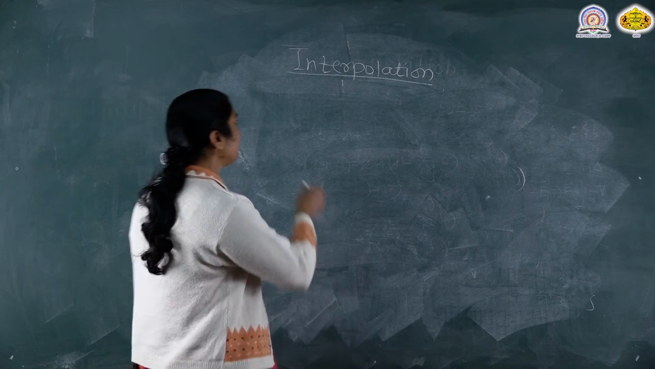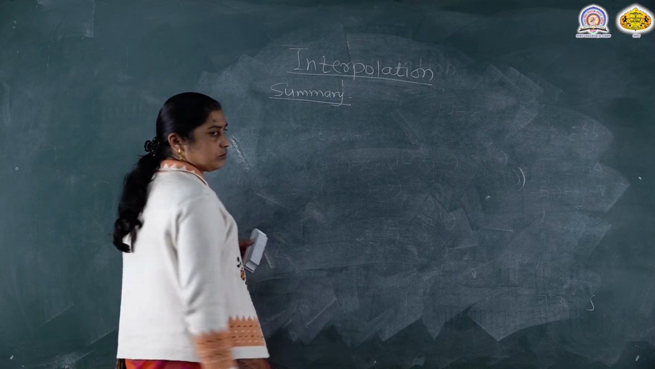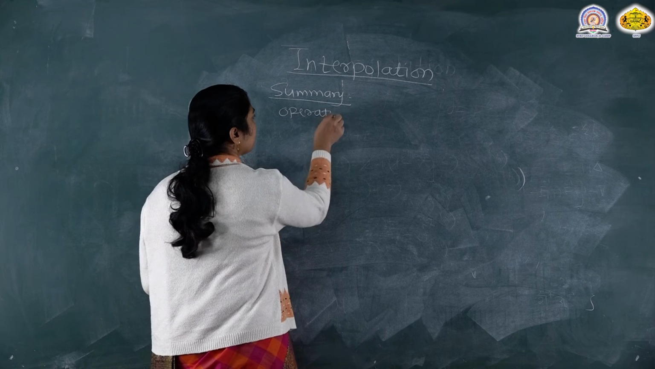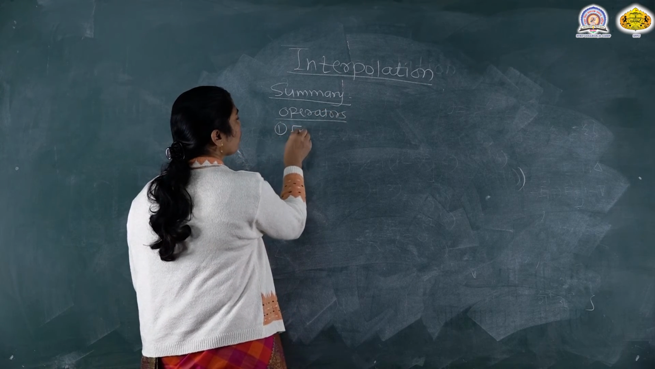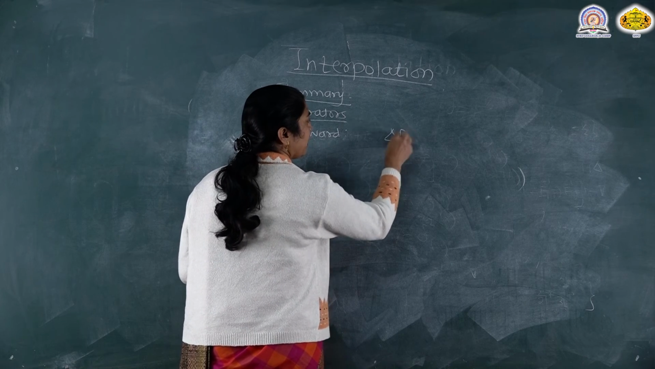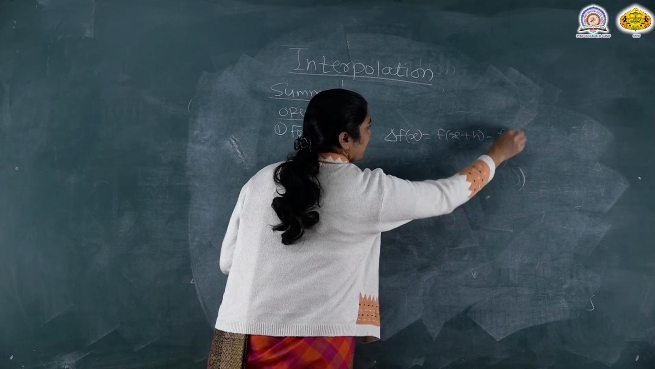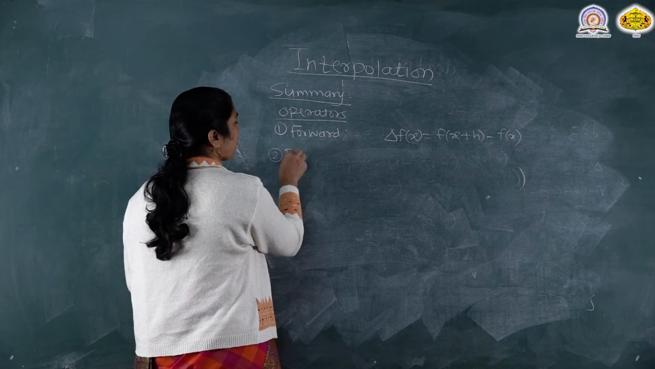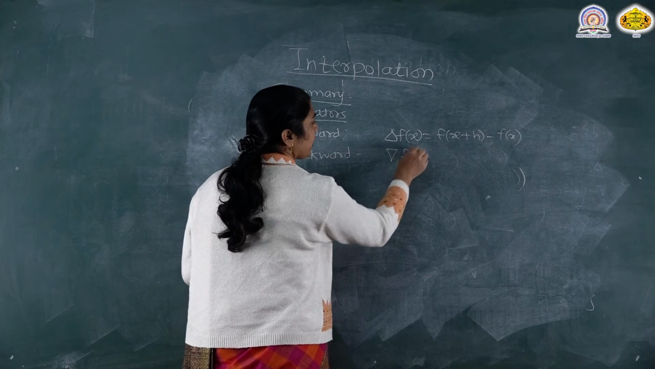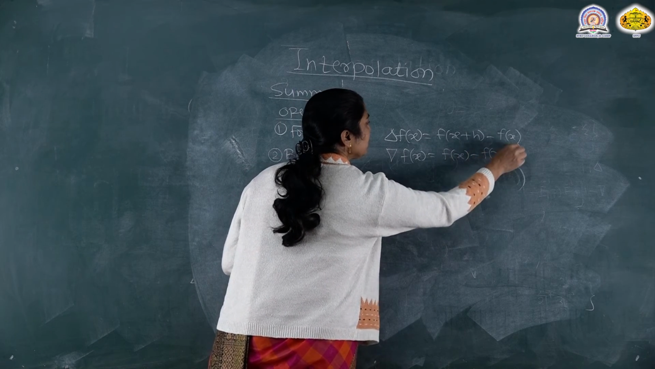Let us summarize what we have studied today: what is interpolation, then all the differences. Which are the difference operators that we have seen? The first one is the forward difference operator, denoted by Δf(x) and defined as f(x + h) minus f(x). The second operator is the backward difference operator, denoted by ∇f(x) and defined as f(x) minus f(x − h).